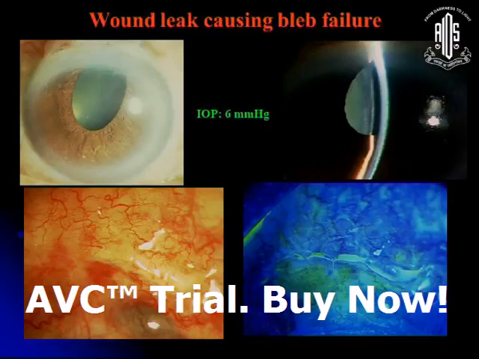If this would have continued to occur, the bleb would have surely failed. So it's not always raised pressure that the patient might present to you with. There could be a hypotony which ultimately might lead to bleb failure.